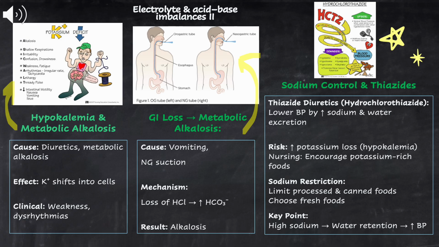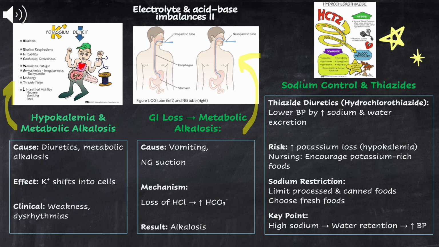Thiazide diuretics, such as hydrochlorothiazide, lower blood pressure by increasing sodium and water excretion. However, they also increase potassium loss, placing patients at risk for hypokalemia. Nursing interventions include encouraging potassium-rich foods. Sodium restriction is also important.